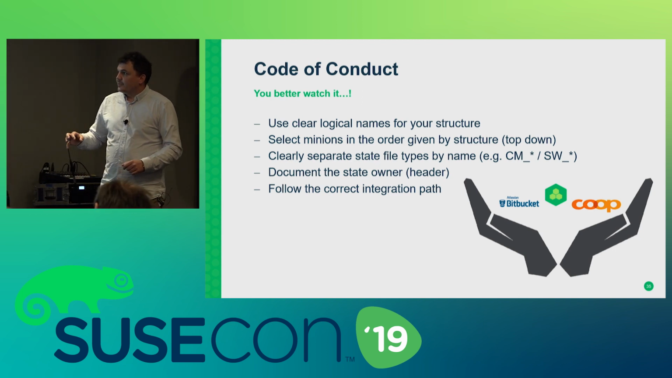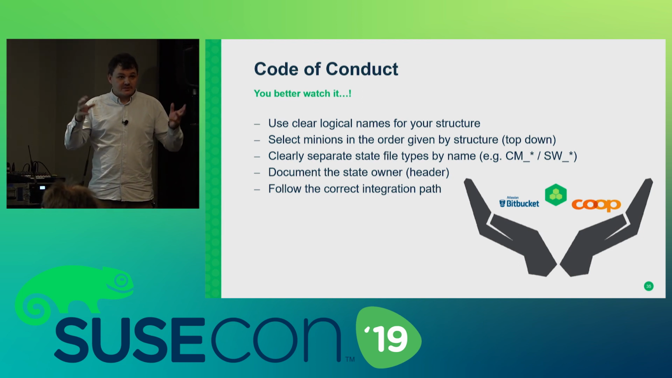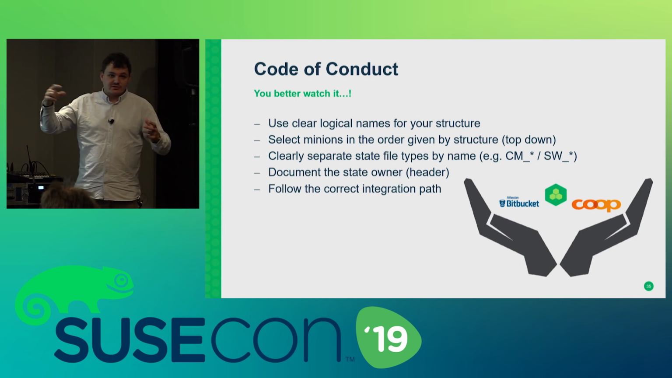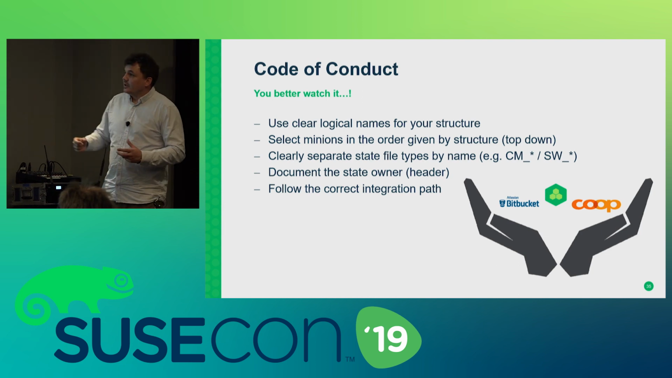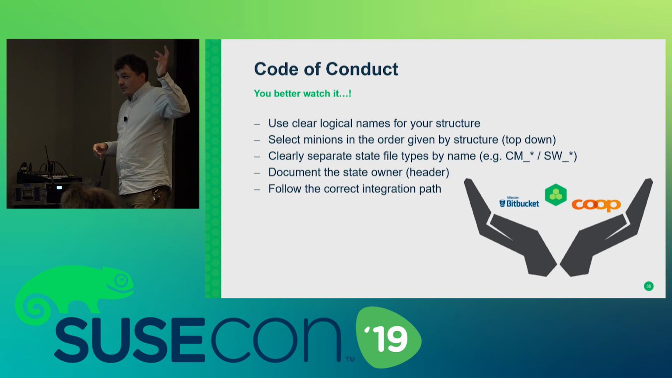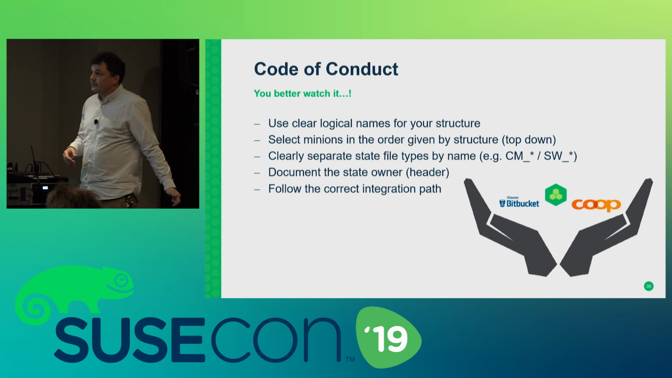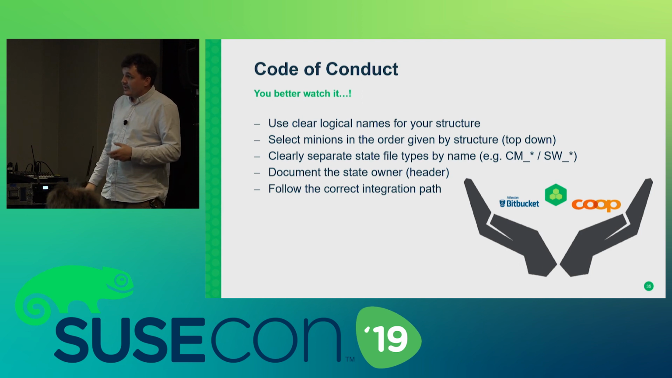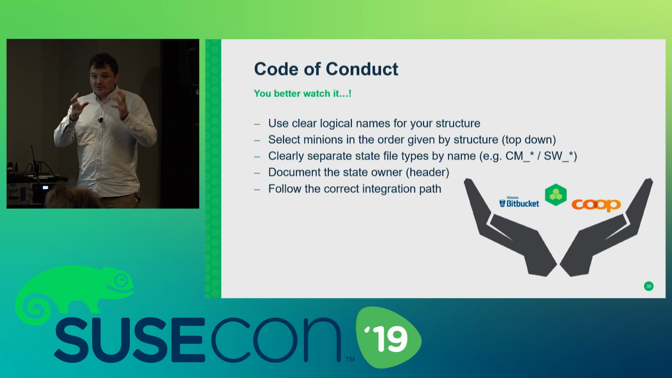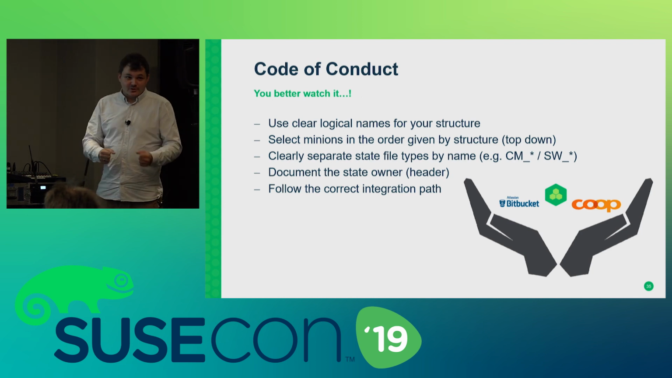Okay, and we're not changing configuration of a server on a daily basis. So this is something you have in mind. This should be bulletproof when you roll it out, and then you apply just small fixes to it. Okay, then select minions top down. So given by structure, as I said, in the grain way, to select minions go from top down. Clearly separate state file types by name. So clearly separate configuration management and software management, as long as it works.